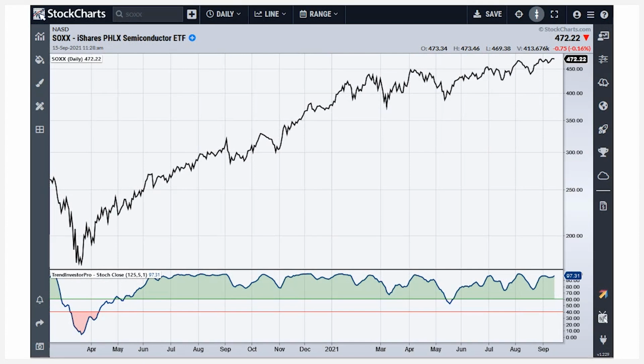So the semiconductors have caught my eye recently, actually not just recently, because there are 2 reasons they've caught my eye. The first is they're leading. They're in a long-term uptrend and staying strong. This is the SOXX ETF, and you can see that it hit a new high here in mid-September. So that's clearly a sign of strength.